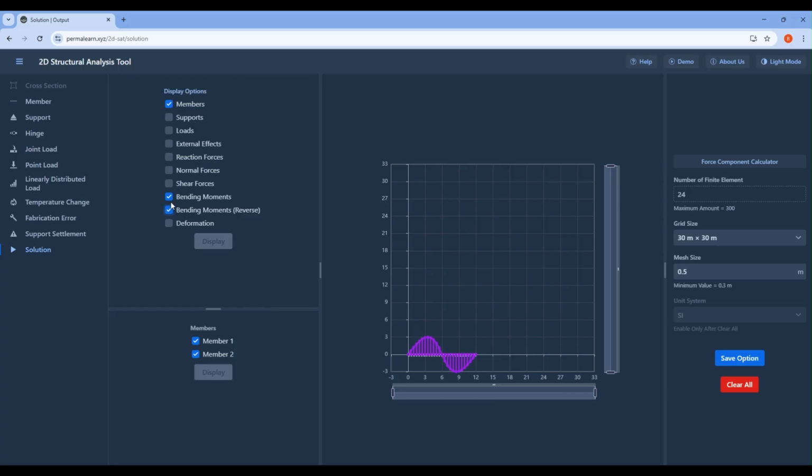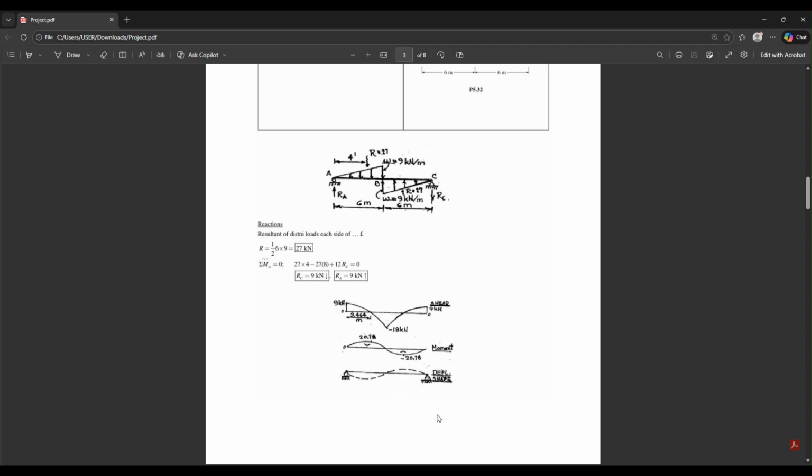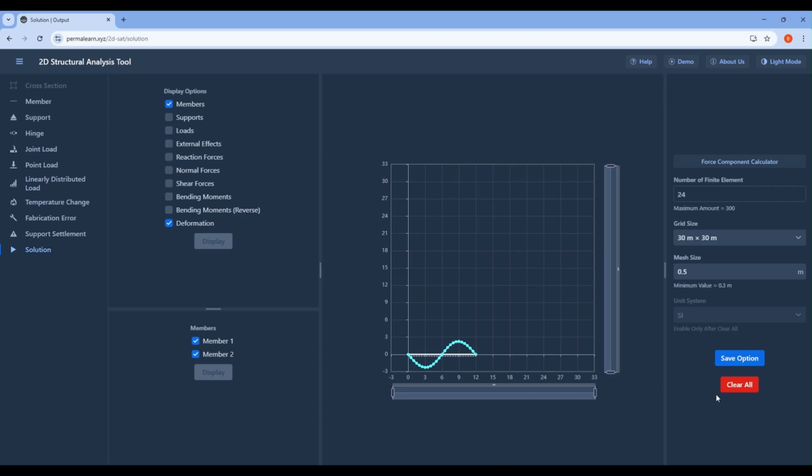And the bending moment reverse just flips the bending moment. And for the deflected shape, it will show the same deflected shape as the solution book here. And that's it for this problem.